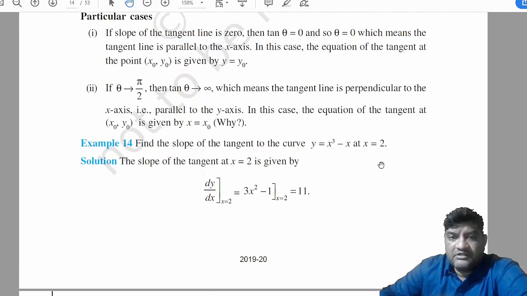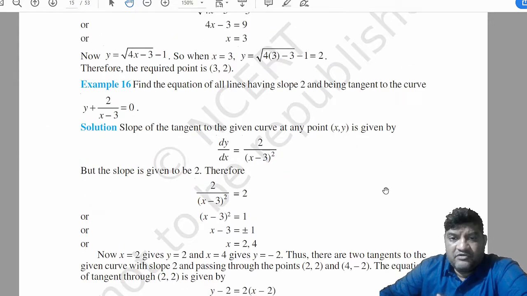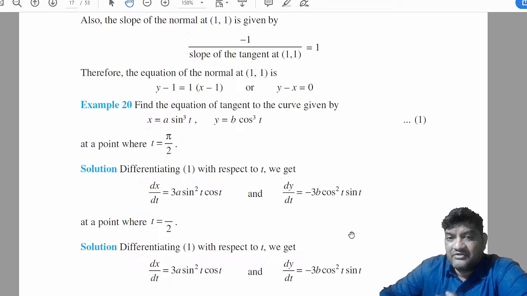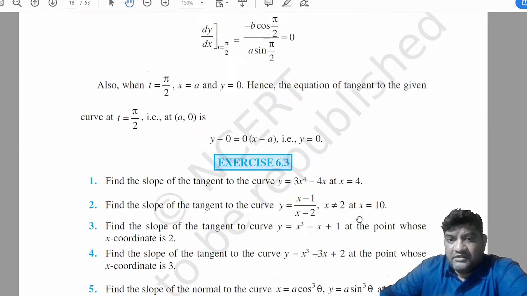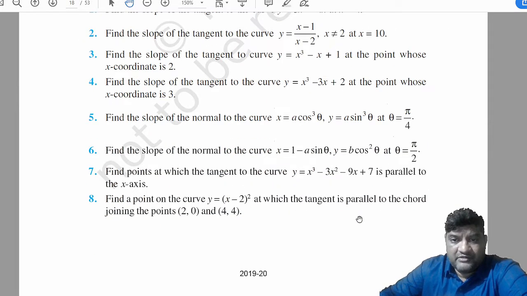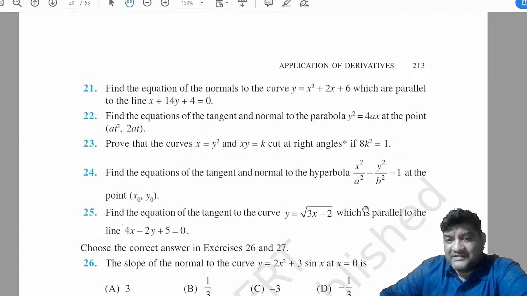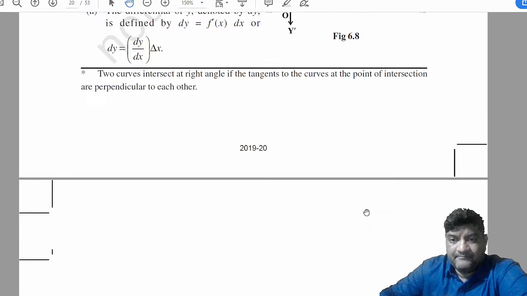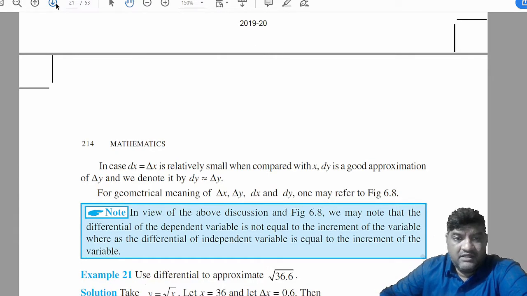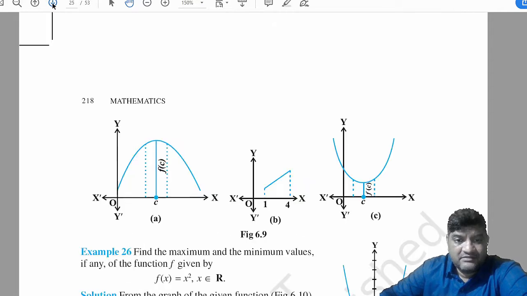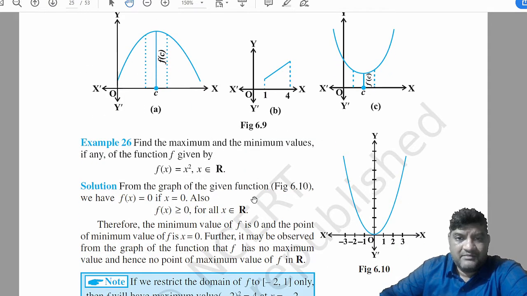So we have talked about tangents and normals. We have also spoken about increasing and decreasing function. The next thing is about maxima and minima. Now, why is maxima and minima a bit important? Because under maxima and minima, you have different types of questions, and I've already mentioned earlier. You have the absolute maxima, absolute minima, global maxima, global minima, and the local maxima and local minima.